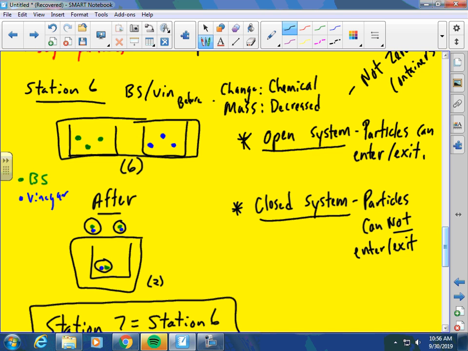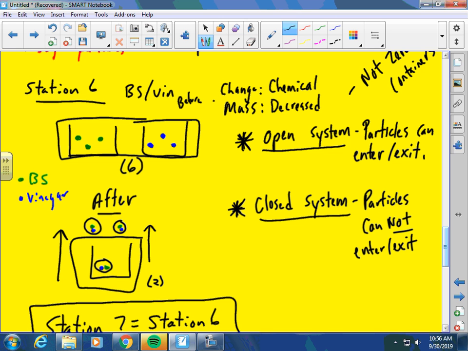All right, so open system and closed system. There's a reason why I made these asterisks next to it. Very, very important to understand these. You'll be asked about these. A closed system means that particles cannot enter or exit. An open system means that particles can enter or exit. It's open, so particles can come in from the outside, they can leave. In a closed system, particles cannot. So at station 6, particles are actually leaving. That's what the gas bubbles are doing, going towards the surface, bubbling up, and leaving.